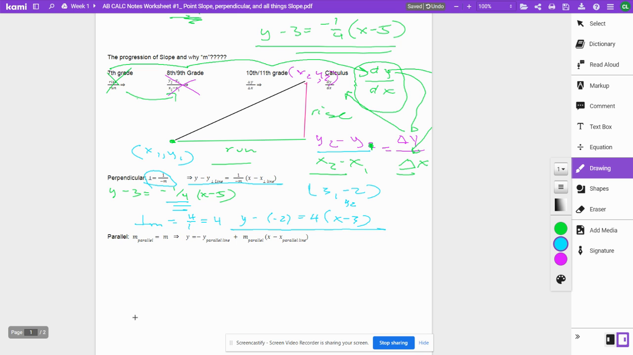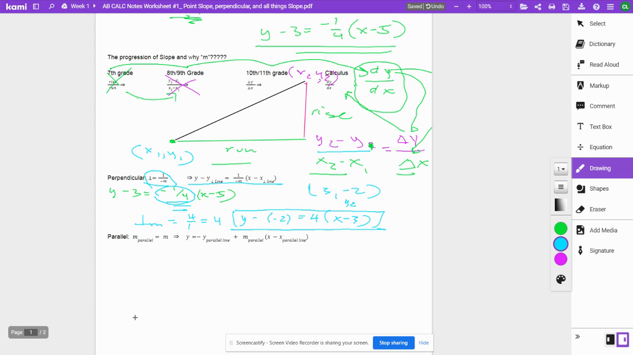The perpendicular line, let me rephrase that. The perpendicular line to this equation in green going through this point 3 and negative 2. I use this point and the negative reciprocal of this guy right here. Okay, so that's all they mean by perpendicular.